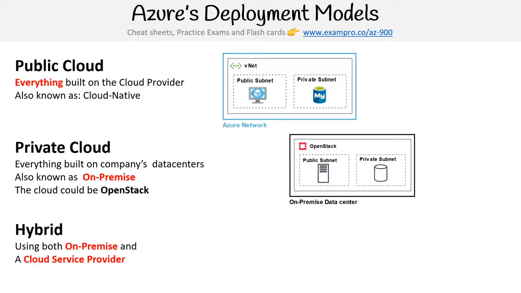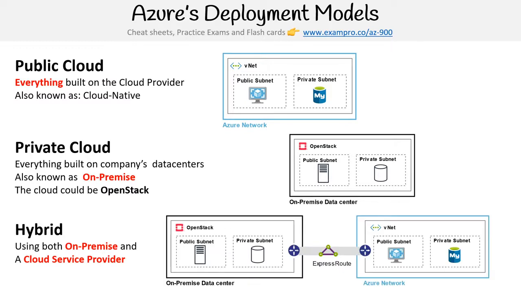And the last on our list here is a hybrid. With hybrid, you are using both on-premise and the cloud service provider, and they're connected together. There's a lot of different networking services that you can use that will facilitate the connection between the two. In this case, we're using ExpressRoute. ExpressRoute is a dedicated connection. It's like having a fiber optic line running from your on-premise data center to the Azure network. So it's just one of the ways you can connect.